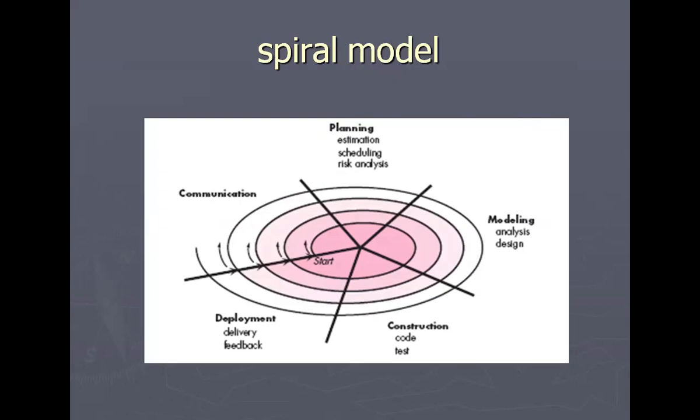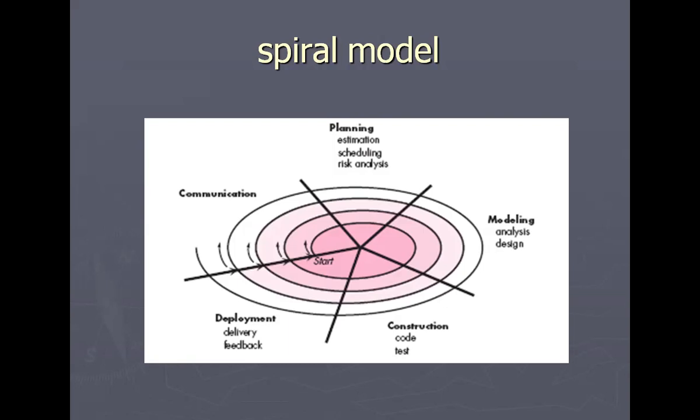What do we mean by the spiral model? The spiral model was originally proposed by Boehm as an evolutionary software process model. It is a risk-driven process model generator used to guide multi-stakeholder concurrent engineering of software-intensive systems. It has two main distinct features: a cyclic approach and an incremental approach. Using the spiral model, software is developed in a series of evolutionary releases. During early iterations, the release might be a paper model or a prototype. During later iterations, increasingly more complete versions of the engineered system are produced.